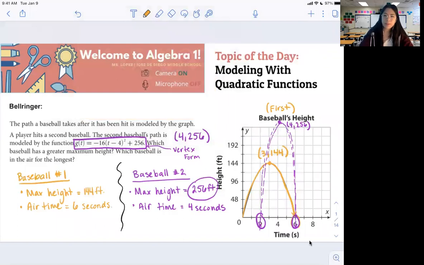The first one, yeah. 6 seconds is longer than 4 seconds.